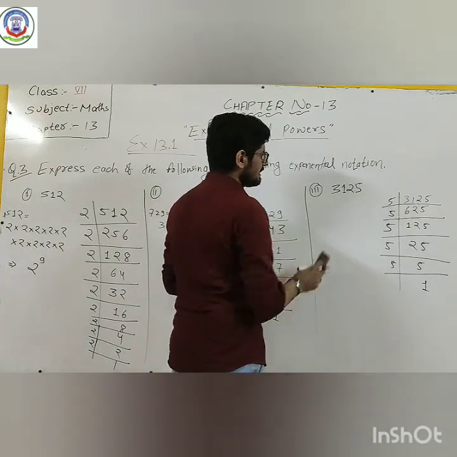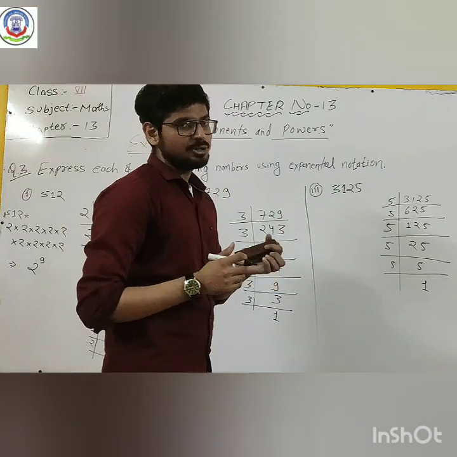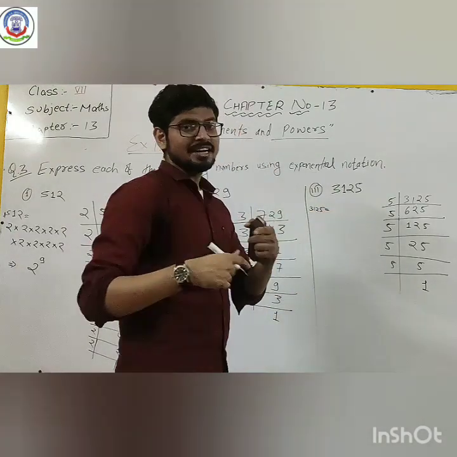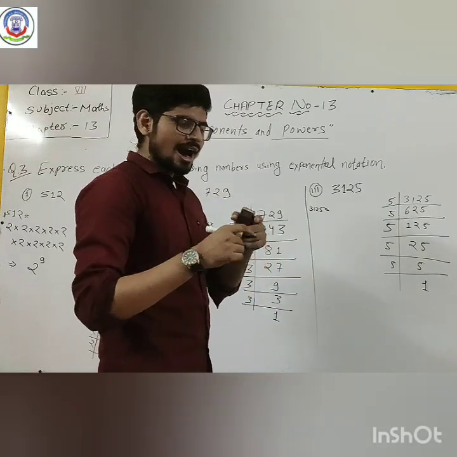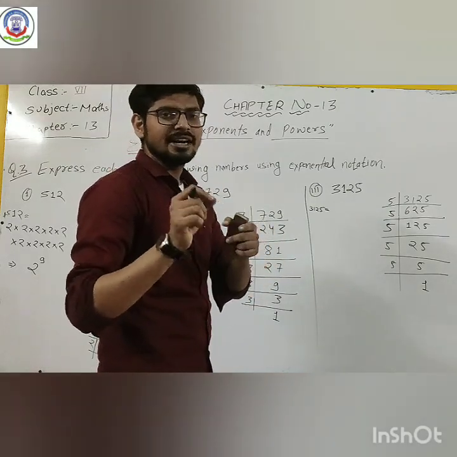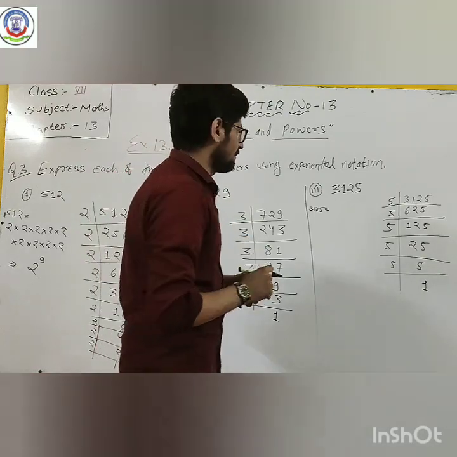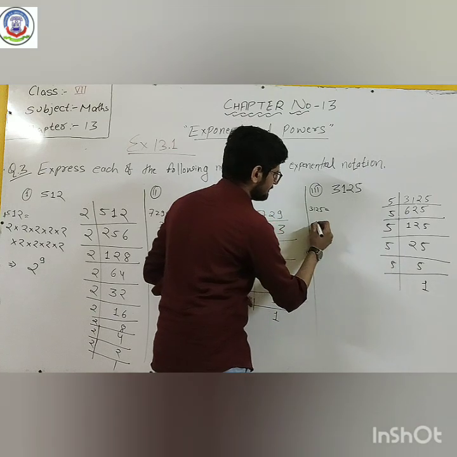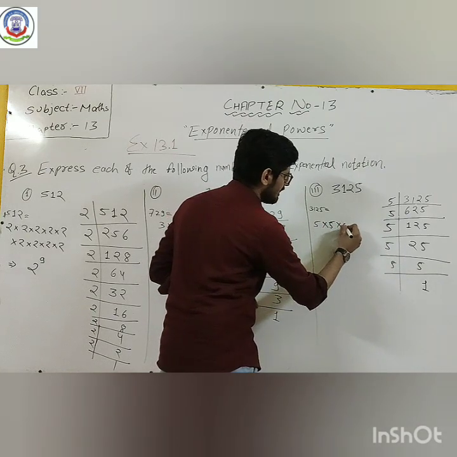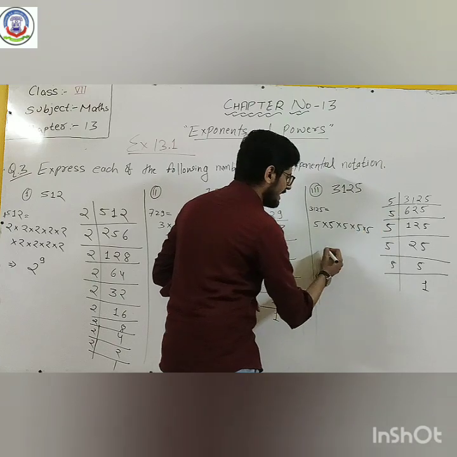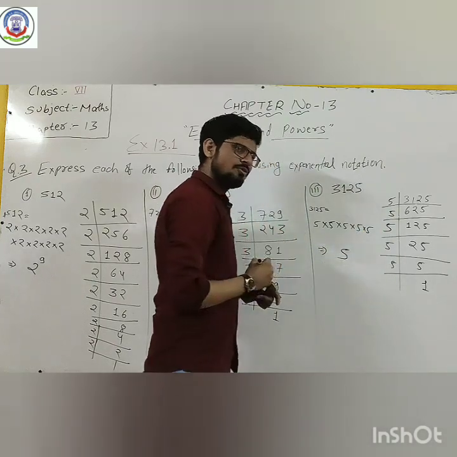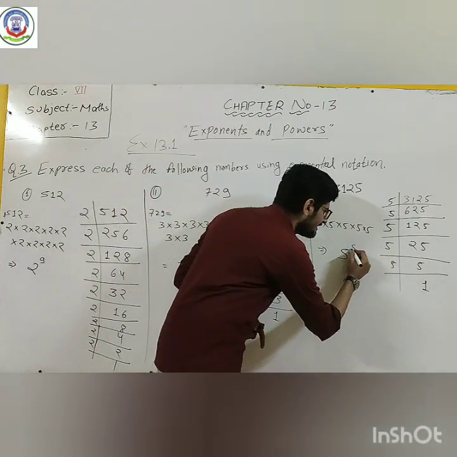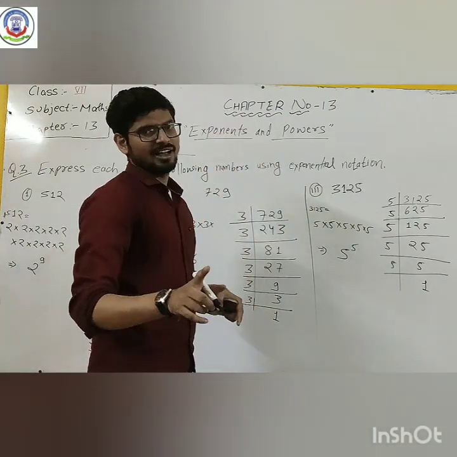So we have to write 3125 in exponential form. First we have to write it as repeated multiplication, then you know how repeated multiplication can be written in exponential form. So how many times is 5 here? 1 2 3 4 5. 5 multiply 5 multiply 5. How many times? 5 times. So the base is 5. And how many times is it repeated? 5 times. So 5 raised to the power 5.